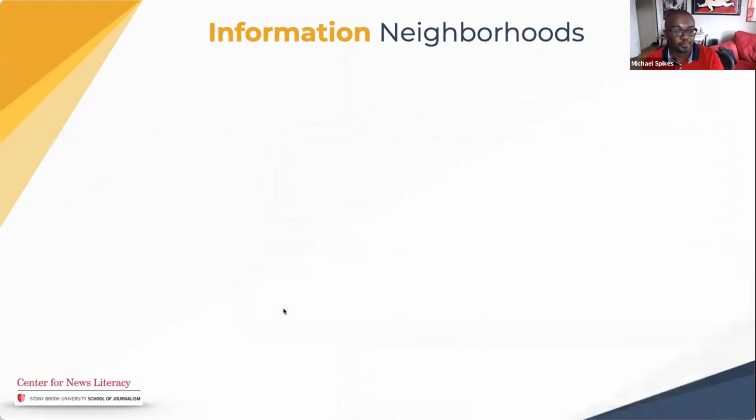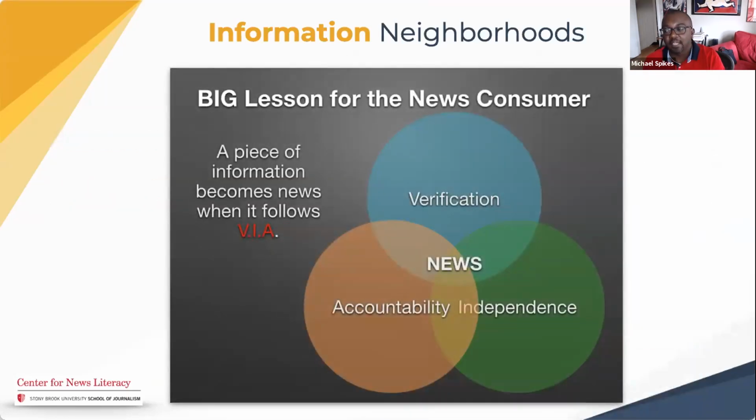So the big lesson here, and I know I moved through it kind of fast, is that when encountering something that calls itself news, we want to make sure that the information it publishes is verified, that the outlet has structures in place to ensure a relative level of independence, and that it is accountable for the information that it publishes. So we want to make sure we have all three of those things in a piece of news.